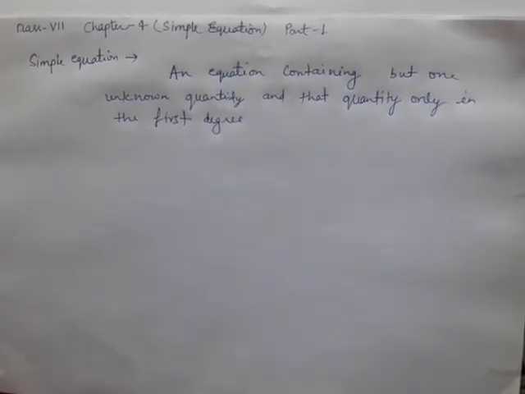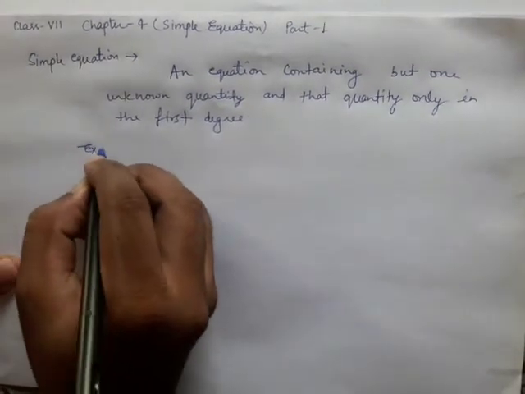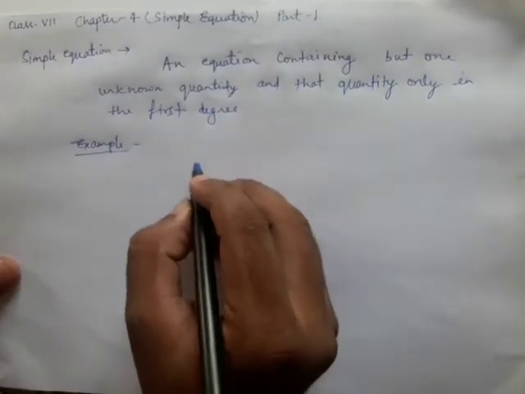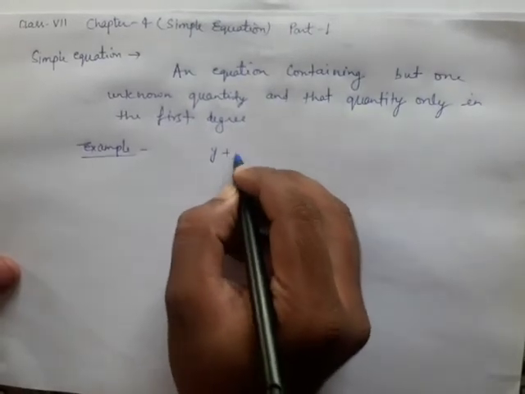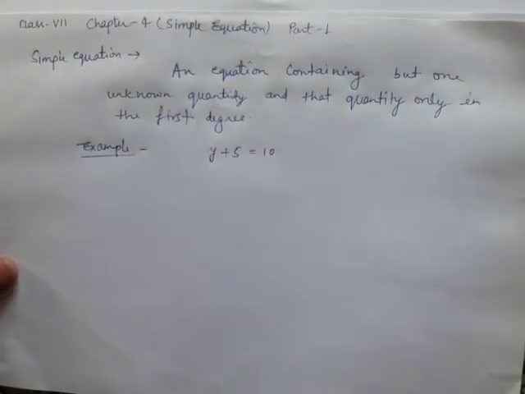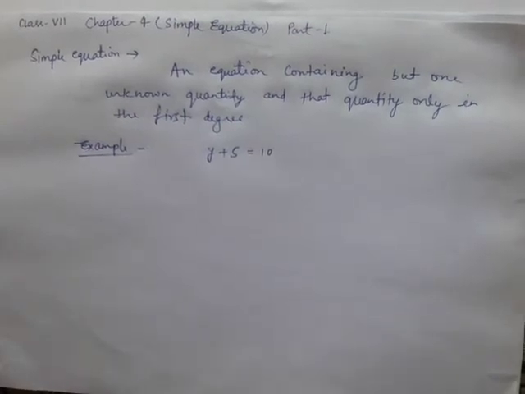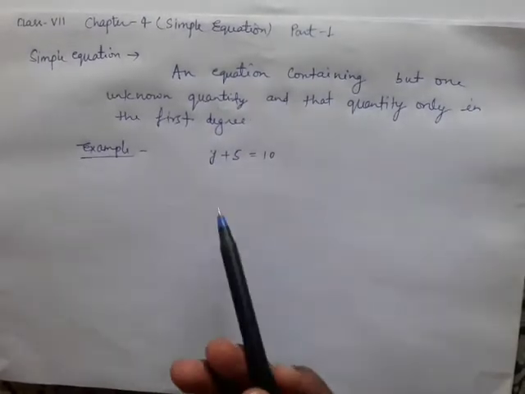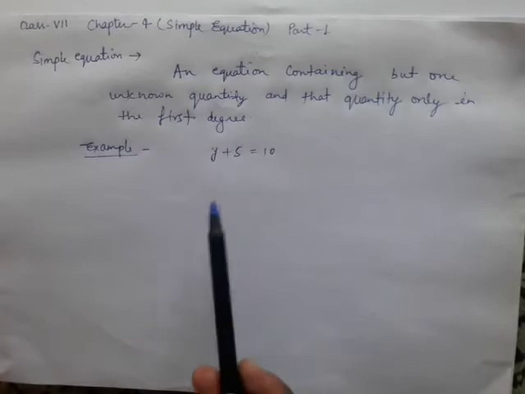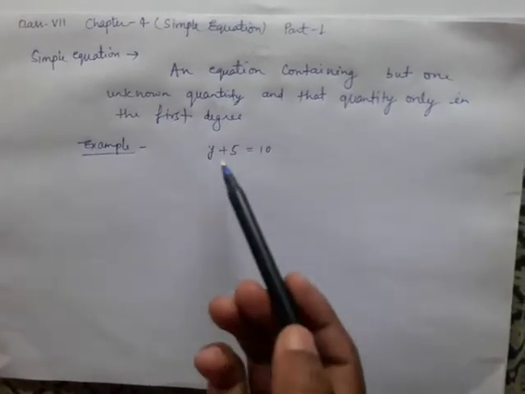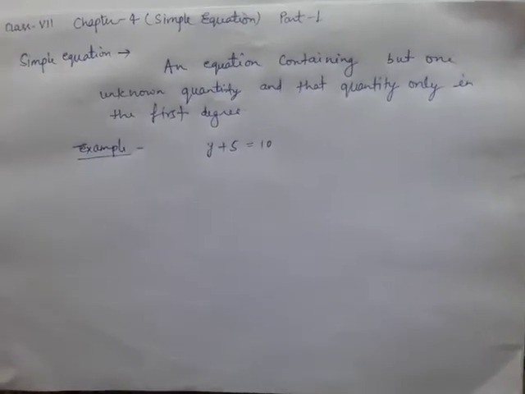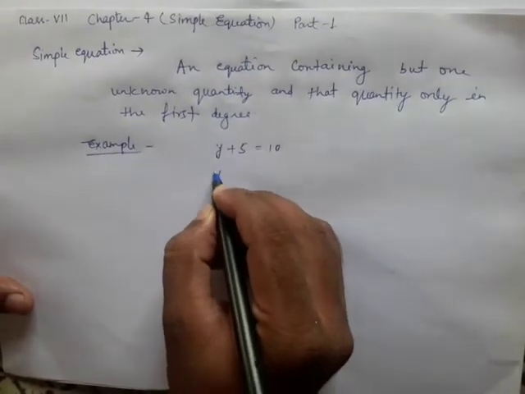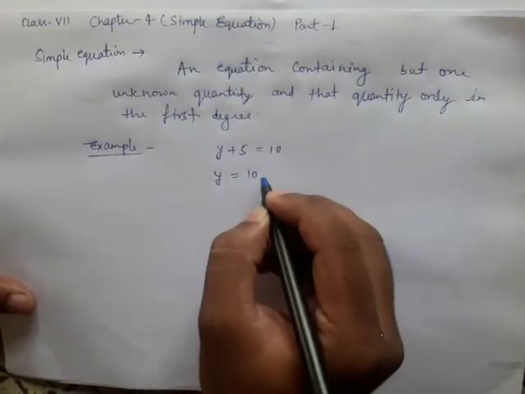Equation means, for example, we can take: suppose that y plus 5 equal to 10. Here y is an unknown quantity. Y means find the value of y. Y equal to 10 plus 5.